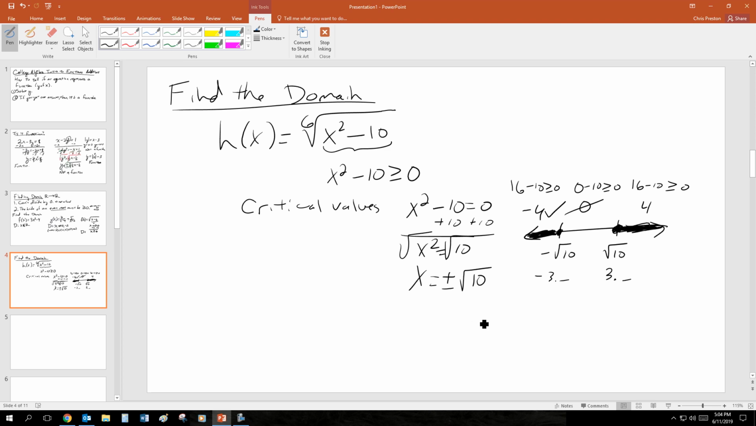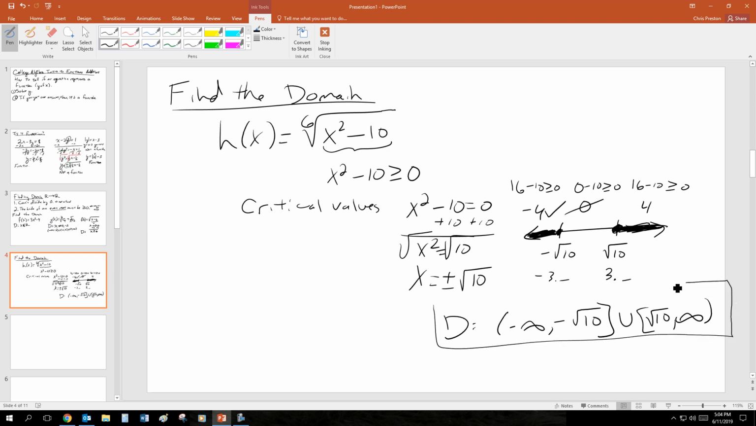So my domain is from negative infinity to negative square root of 10, bracket, union, positive square root of 10 to positive infinity. That's my domain. So as long as I pick numbers in that domain, I'm okay.